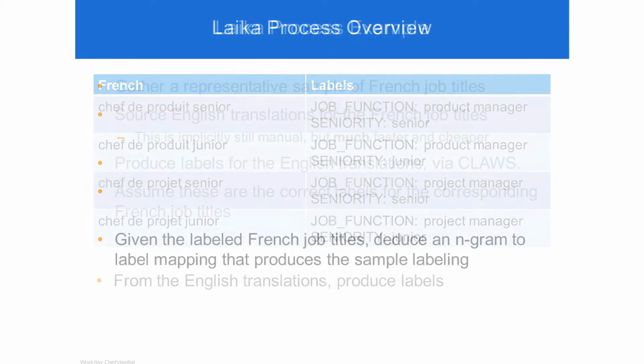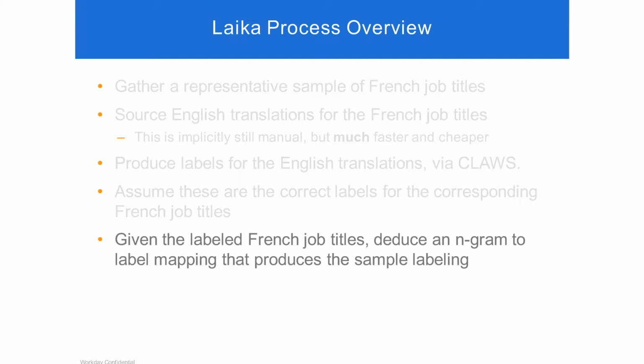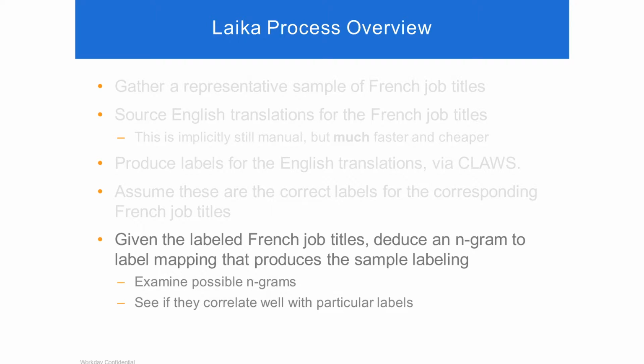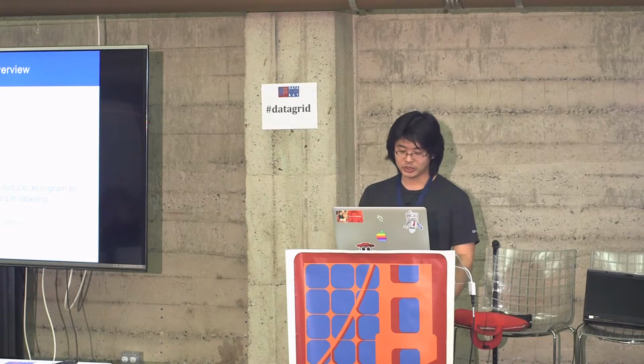And then the next step here is, given the labeled French job titles, deduce an n-gram to label mapping that produces the same labeling. Now, obviously, there's a lot of work that goes on behind the deducing. How do we actually do that? At a very high level, we basically want to examine all possible n-grams that could come from our initial set of job titles and see if they correlate well with particular labels.